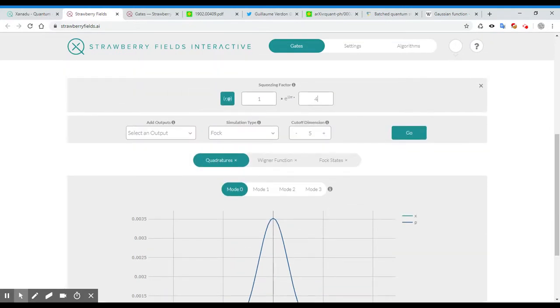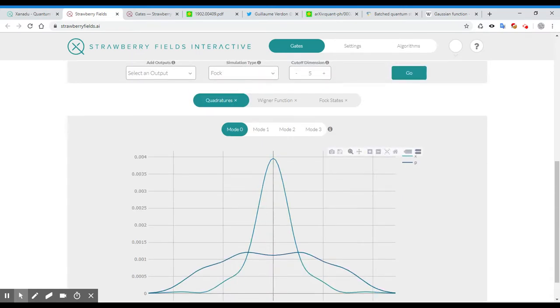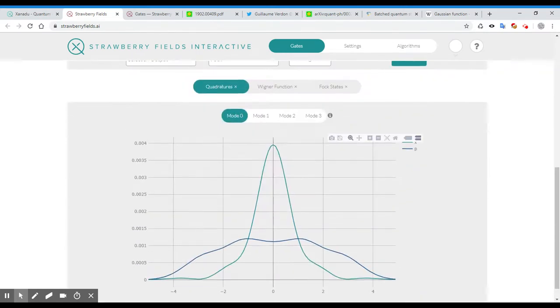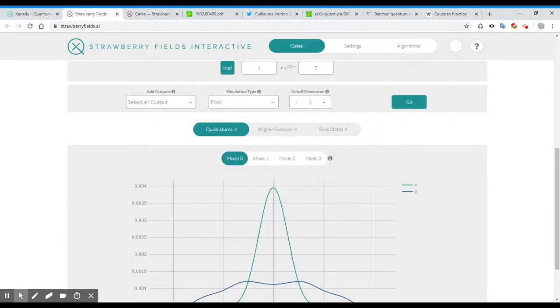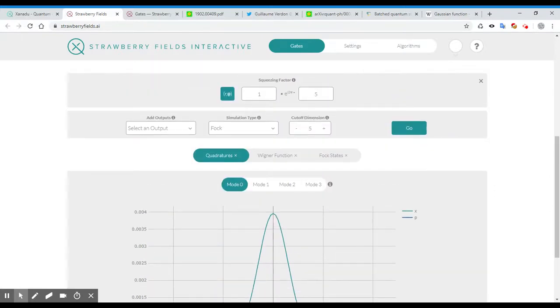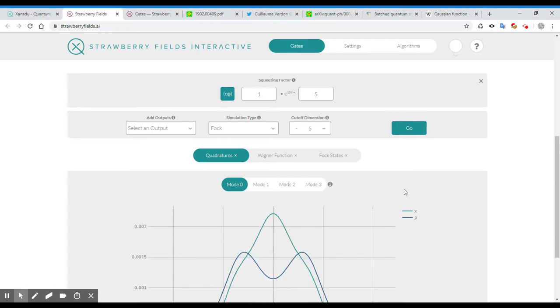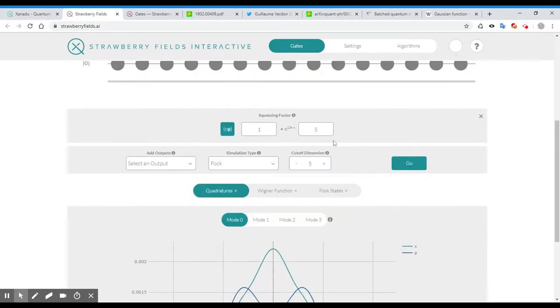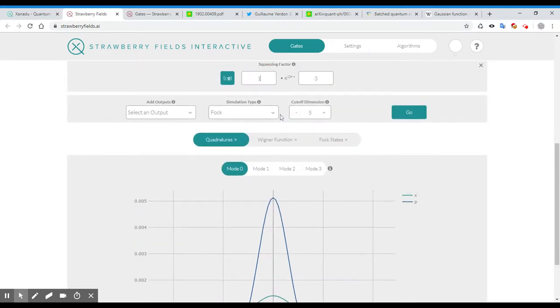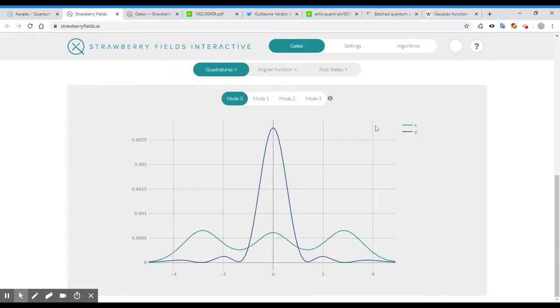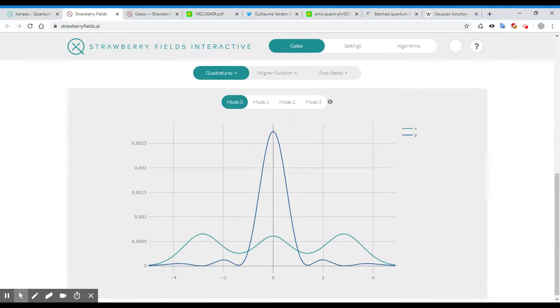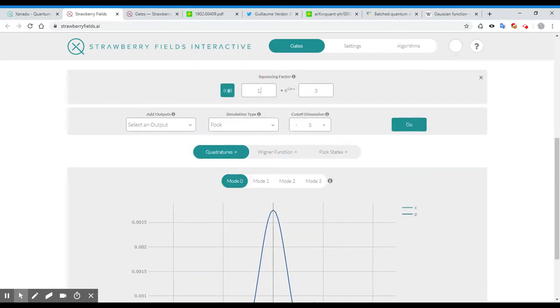Okay. 7. So the more I squeeze momentum... wait, now it's gone to position being squeezed. Why? 5. Is it all the time? Ah, come on. 3. Okay, so this is still, and now 2. I don't know. Kind of 1.5.